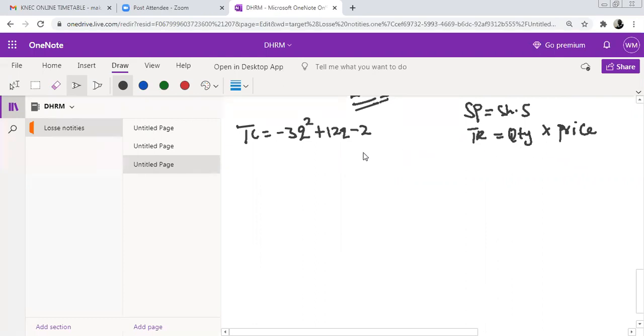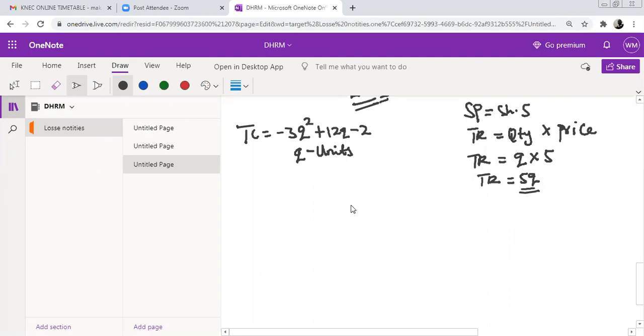So in this case, we have been told that the units are represented by Q. And the selling price is what? 5. So our total revenue will be given by the quantity, which is Q, times the price, which is 5. So our total revenue, in short, will be equal to 5 times Q, which is 5Q. And that is what you need to do for you to get that 1 mark. You need to know, it is quantity times price.